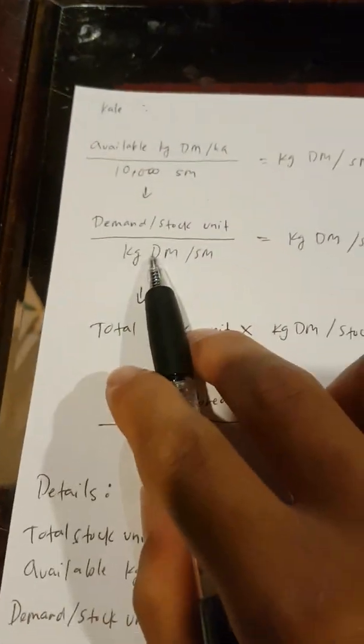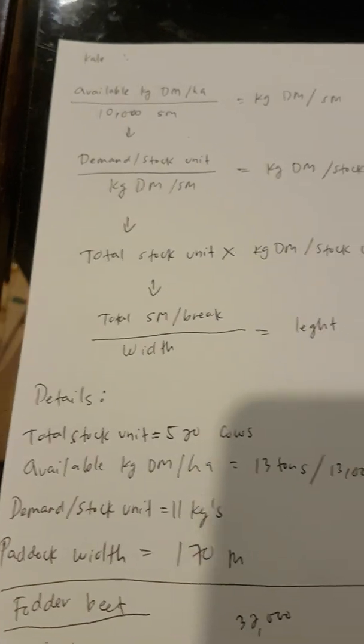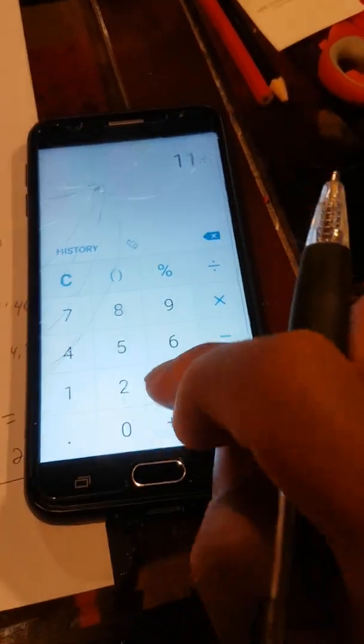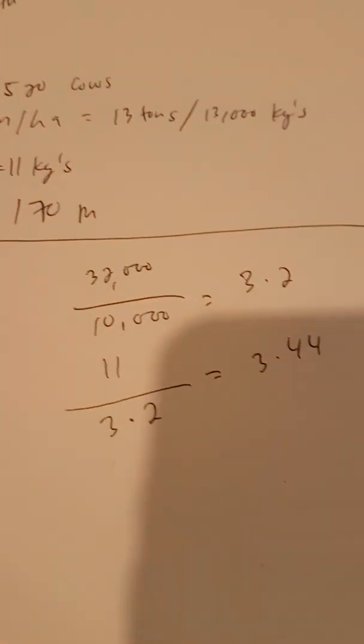Okay, next step, we're gonna follow the same step as that one. Demand per stock unit. Okay, so our demand per stock unit is 11 kilos, so we're gonna do 11 kilos divided by kilogram dry matter per square meter, divided by 3.2, equals 11 divided by 3.2 equals 3.44. So I put 3.44 in there.